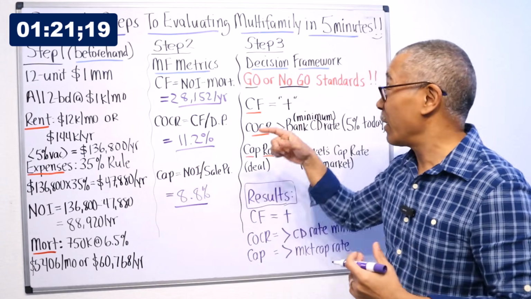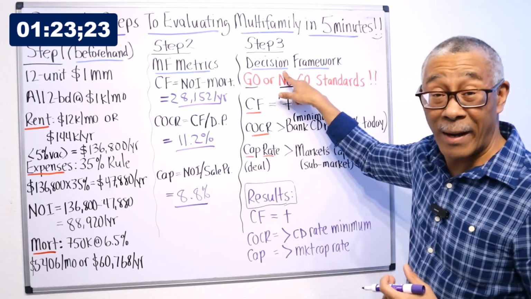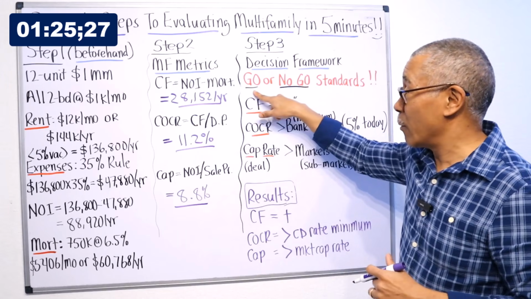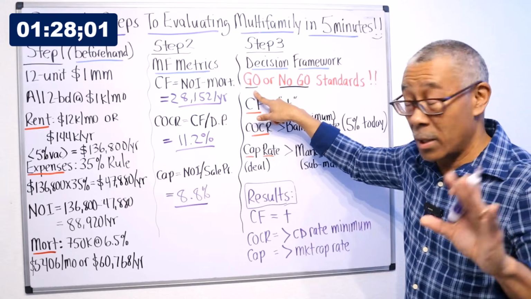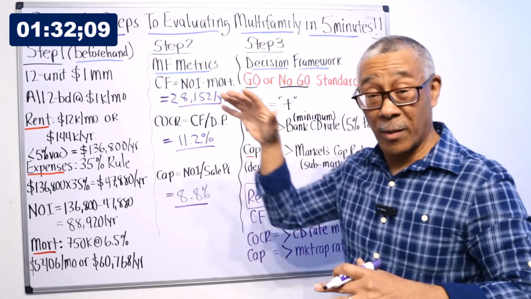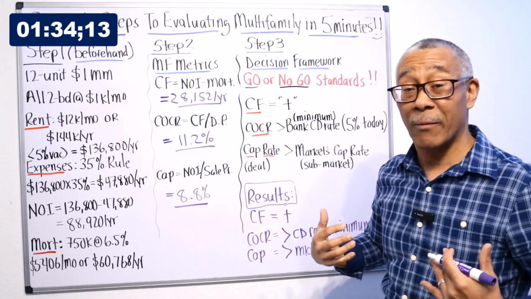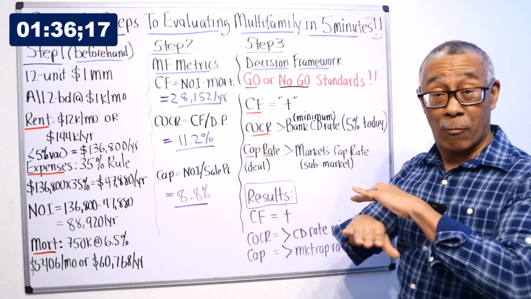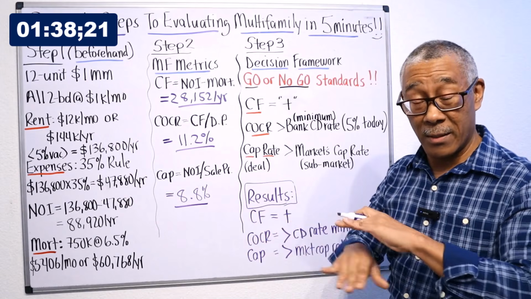You're going to go to step three. Step three is your decision framework. This is where I'm going to give you your go or no-go standards. So if it's a go, we're going to proceed. If it's a no-go for some reason, based upon the standards, we're not going to work on the deal anymore. We're going to terminate the deal.